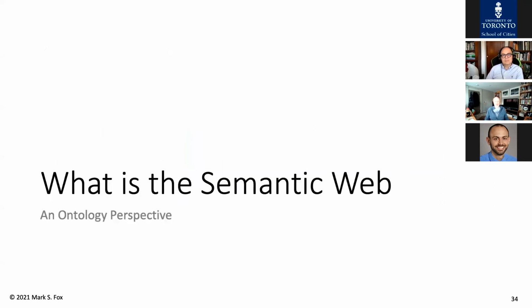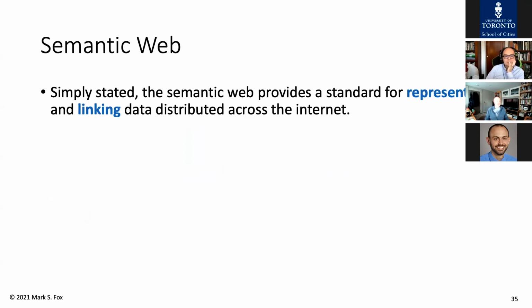We can infer new things based upon the data that we have. So one final thing I wanted to say is just give you a quick view of what the semantic web is from an ontology perspective, and then I'm going to give the little example that I promised. The semantic web, simply stated, provides a standard for representing and linking data distributed across the internet. So think about it this way. Think about that knowledge graph that we saw earlier, where the nodes and links are distributed across the world, sitting in servers on the internet. Okay? Imagine that. That's what the semantic web is: the distribution of data in a knowledge graph form spread across the world. That raises some issues.